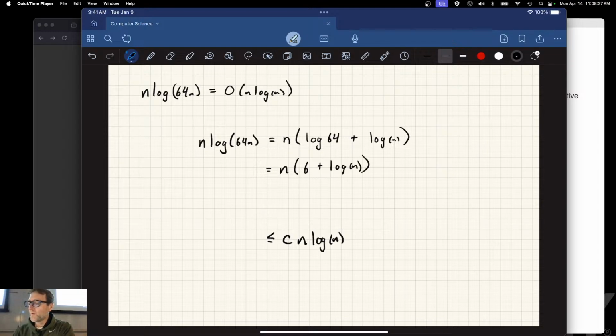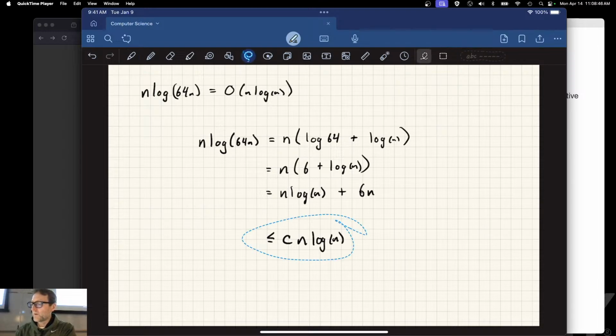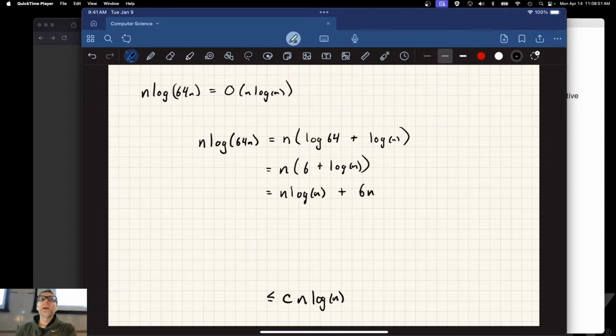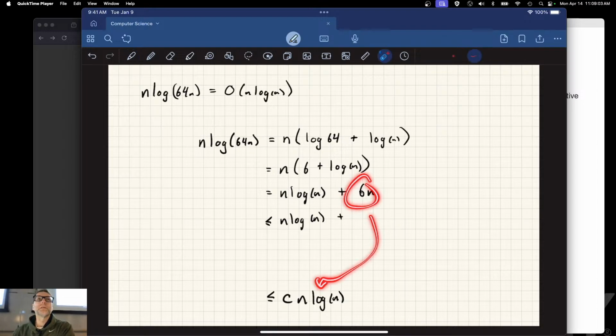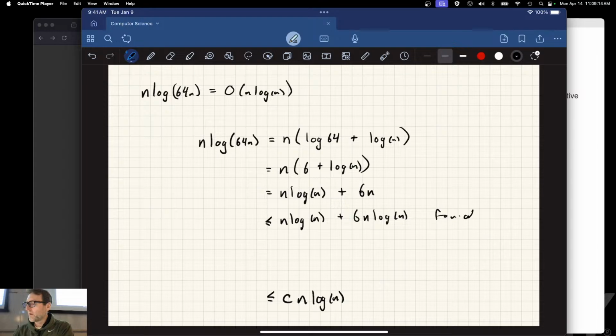Algebraically, what I'm going to do is move these around. So this is equal to n log n plus 6n. Move this down to give myself some more room here. All of that was just equalities. Now let's make it an inequality. This is less than or equal to what? Well, log of n plus, how can I make this other one bigger so that it looks kind of like this? Multiply it by log n. Careful. For all n greater than or equal to 0.